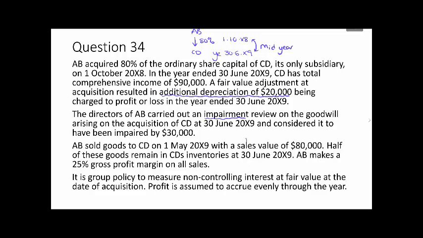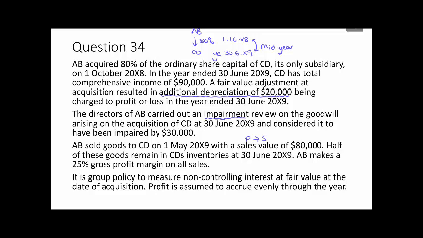The next paragraph talks about goods being sold by AB to CD. This is a sale from the parent to the subsidiary. So while some of these goods do remain in stock and therefore give us a potential PUP adjustment, that PUP adjustment would affect the profit of the parent only. So here where we're trying to split the profit of the subsidiary between the group and the NCI, we wouldn't need to take account of this at all.